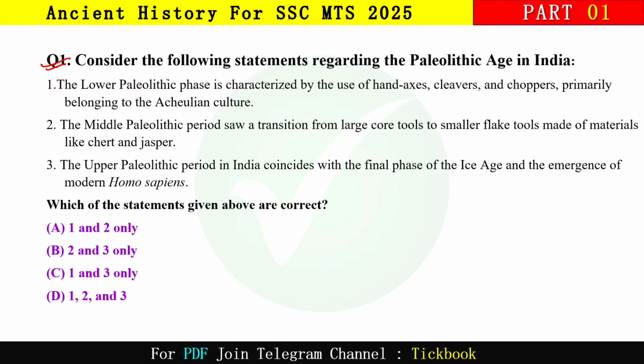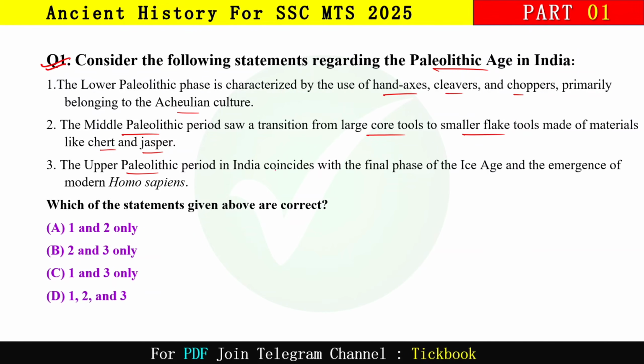So, question number 1: consider the following statements regarding the Paleolithic age in India. Number 1, the Lower Paleolithic phase is characterized by the use of hand axes, cleavers and choppers, primarily belonging to the Acheulian culture. Number 2, the Middle Paleolithic period saw a transition from large core tools to smaller flake tools made of materials like chalk and jasper.